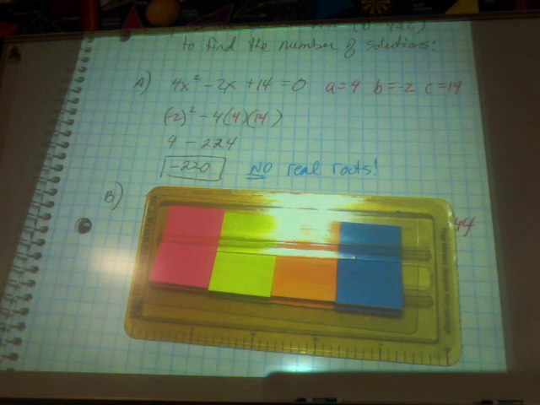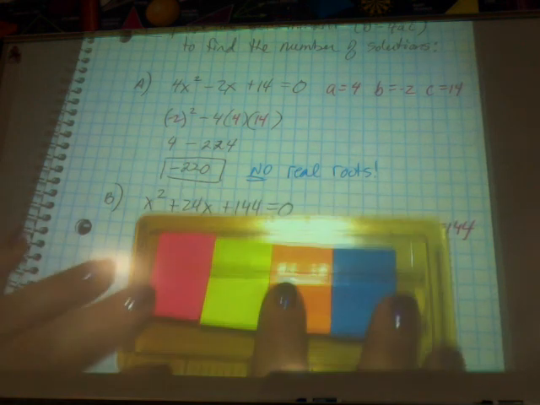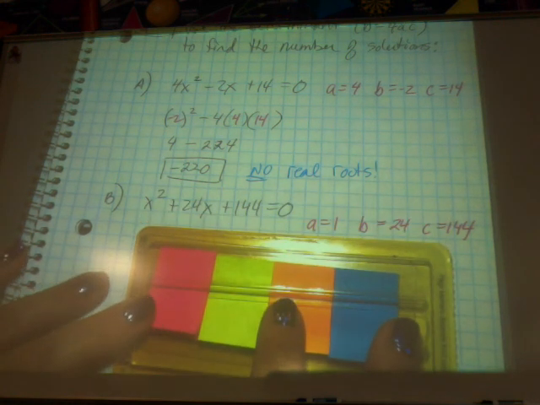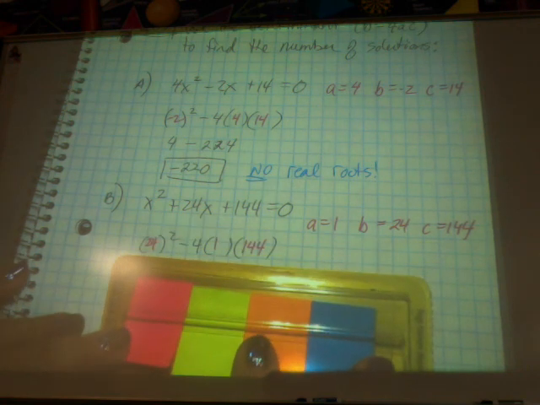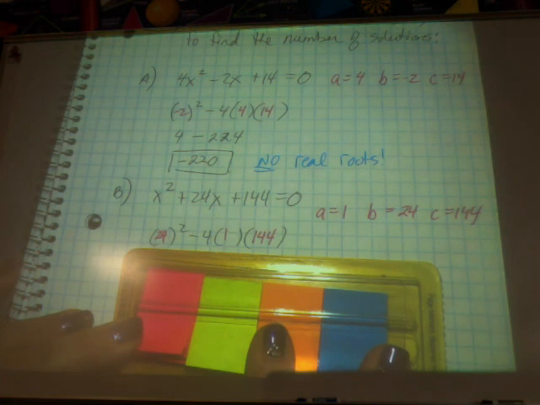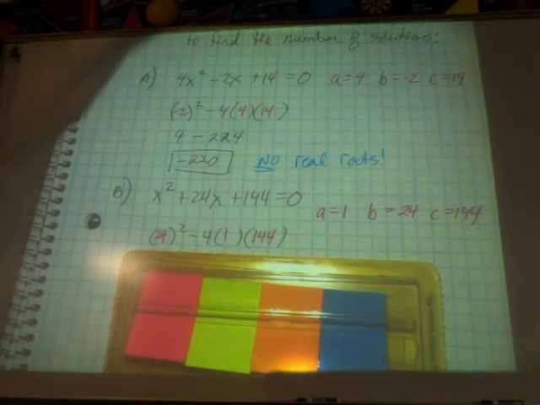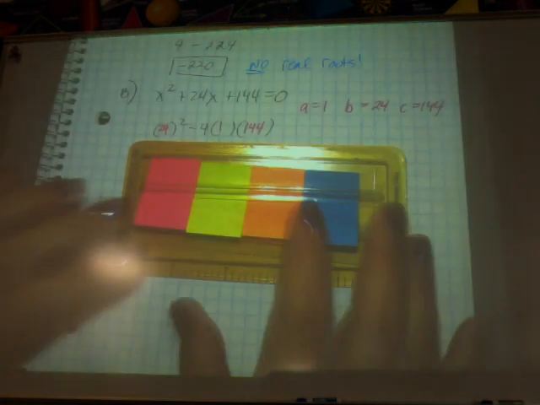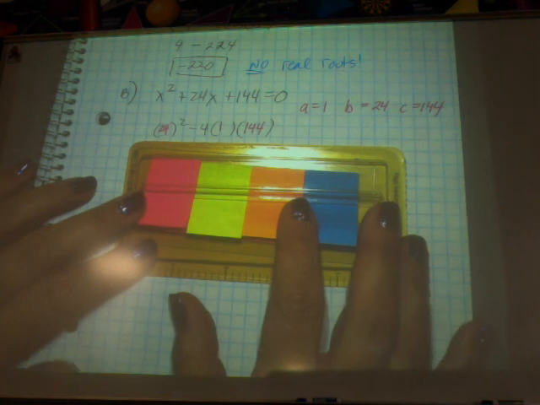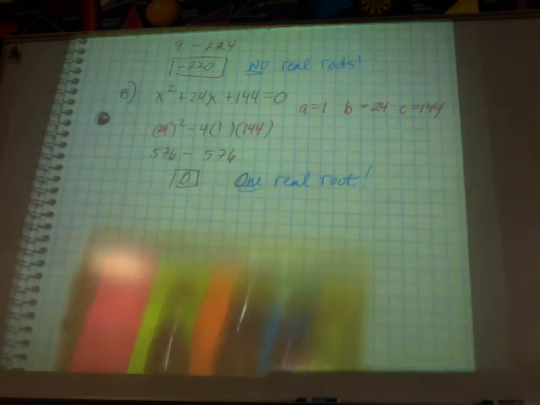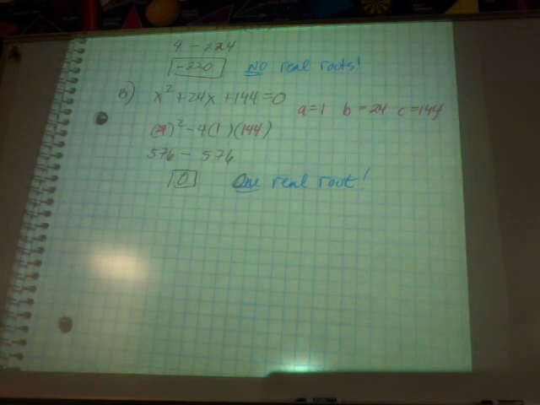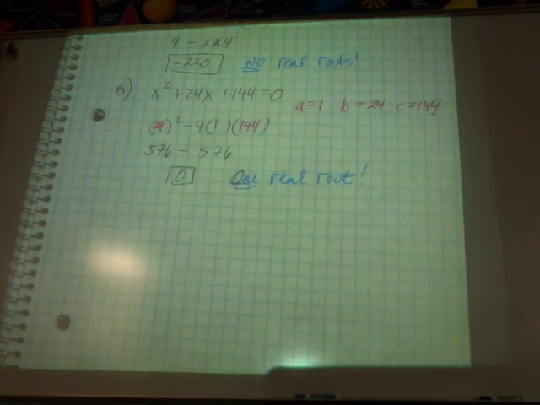None. When you run this one through, you get A is 1, B is 24, and C is 144. When you run it through, doesn't it go through the formula this way? Yep. What's 24 squared? 576, and guess what 4 times 144 is? And don't you get 0? That means you have one real root. Any questions?